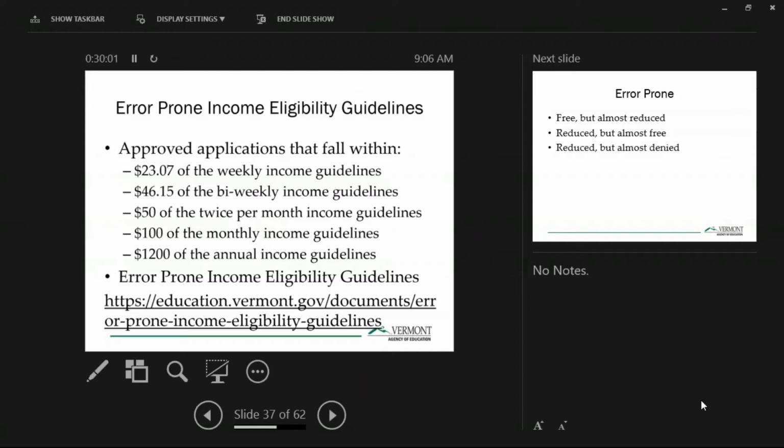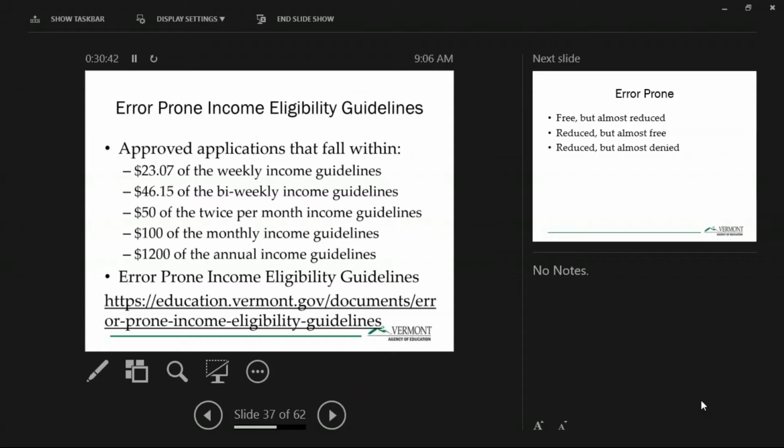But as you folks who are responsible for approving applications know, folks have different income frequencies that they report. And often they are reporting income frequencies that would not fall within that monthly or annual frame. So if you get an application that has different income frequencies on it, so one household member receives their income monthly and one household member receives their income weekly, you must convert that up to the annual figure when you're approving the application. That makes it easy when you're looking to see whether or not that's an error-prone application.